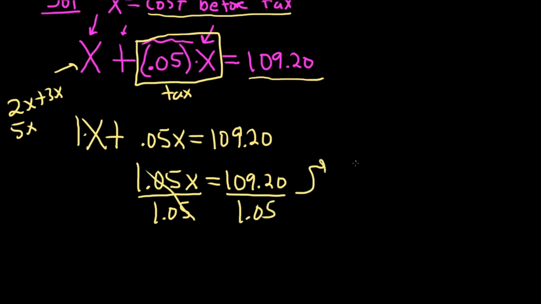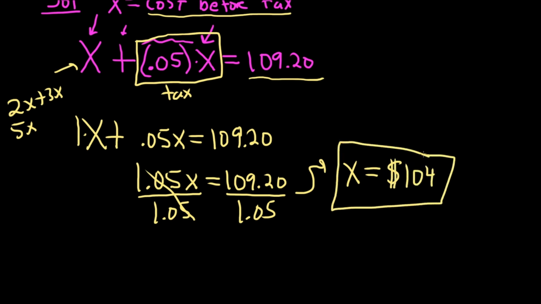So this is equal to x equals, let's see what it is. I'm going to use my calculator. So 109.20 divided by 1.05. Oh, wow. Totally rigged. I'm saying that because I got a whole number. So the cost of the inn before tax was exactly $104.